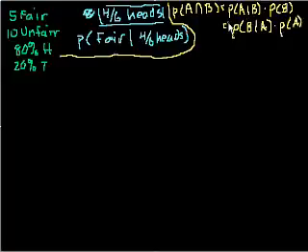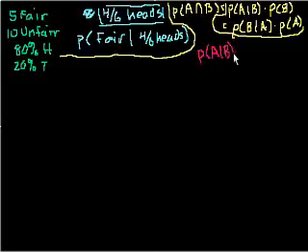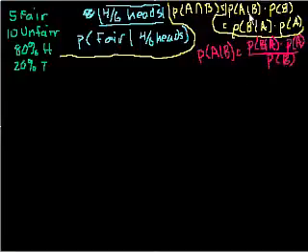And I think this should make some intuition for you. If it doesn't, it might be a good idea to watch the conditional probability videos. But we can rearrange this equation. If we divide both sides by the probability of B, we get the probability of A given B is equal to the probability of B given A times the probability of A, divided by the probability of B.